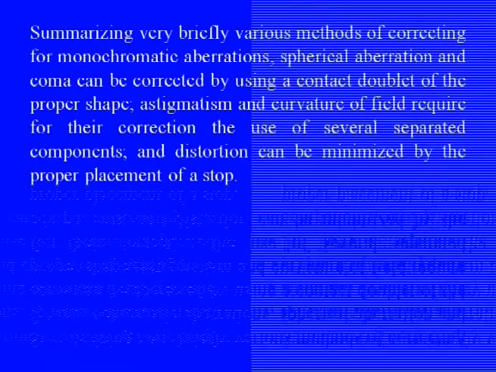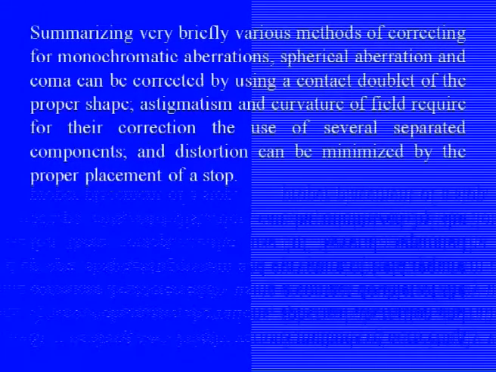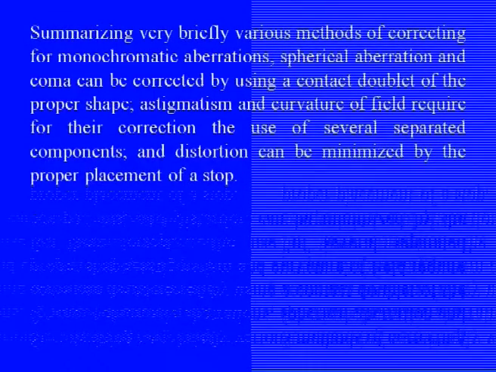Now, let us summarize briefly all the aberrations we have gone through. See, various methods of correcting for monochromatic aberrations: spherical aberration and coma, we have seen, can be corrected by using a contact doublet of the proper shape. Astigmatism and curvature of the field require for their correction the use of several separated components. The distortion can be minimized by the proper placement of a stop in between the components of a lens system. Now, let us see this problem in totality, keeping in mind different types of optical instruments.